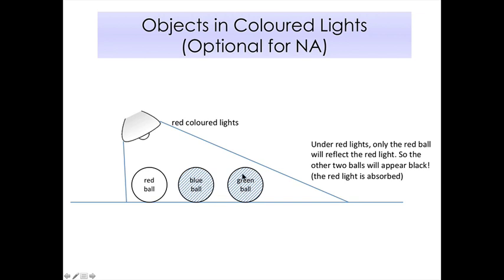Similarly for green, because the red light hits the green ball, it gets absorbed, it's not reflected, and I see a black ball. So under red light, if I shine on these three balls, I only see red, black, and black. Only the red ball reflects the red light, so the other two balls will appear black because the red light is being absorbed.